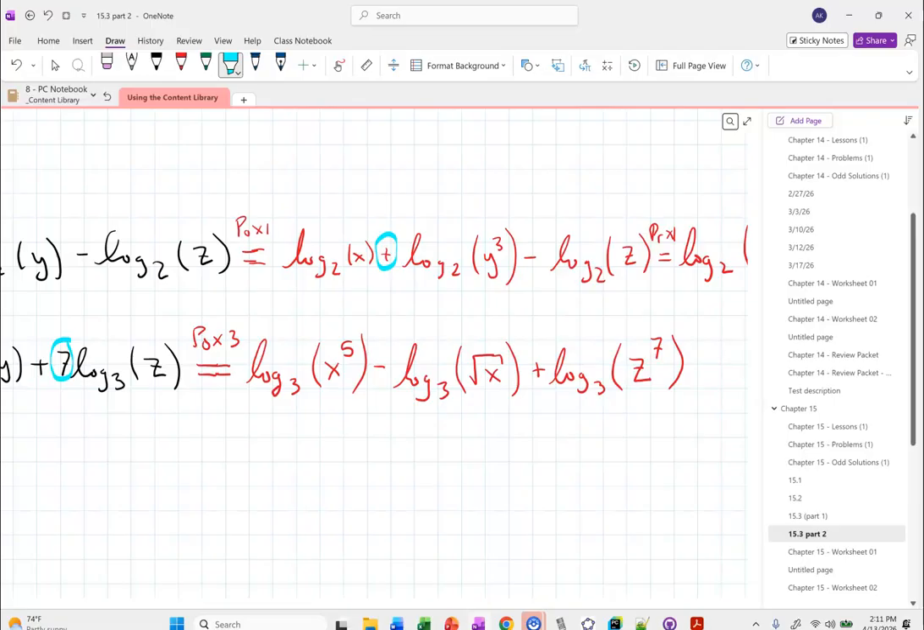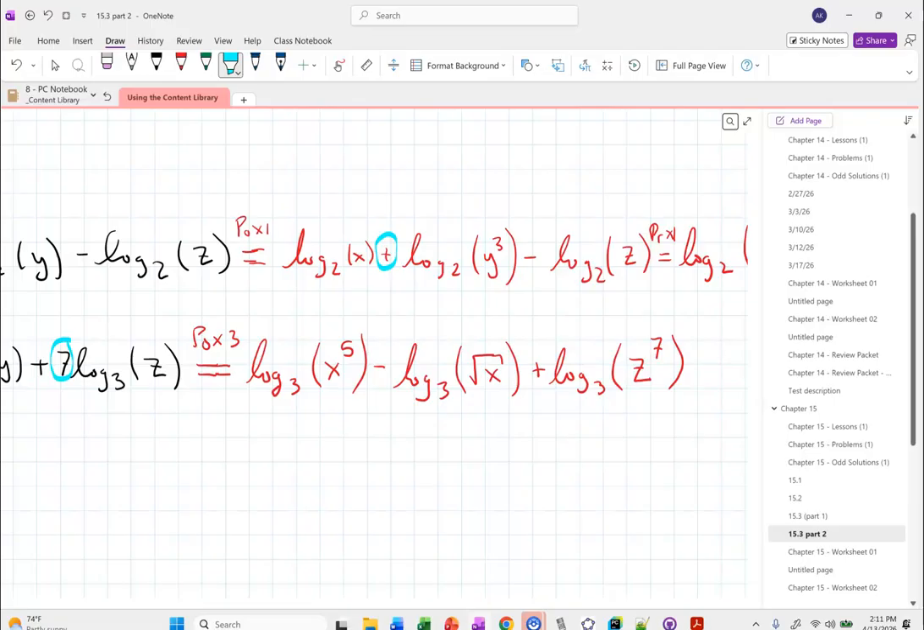Product property. How many product properties do you see? 1, correct? Because you see 1 addition symbol. Do you guys agree? Okay. What are the 2 things that are being added? The log 3 square root x with log 3 over z 7.